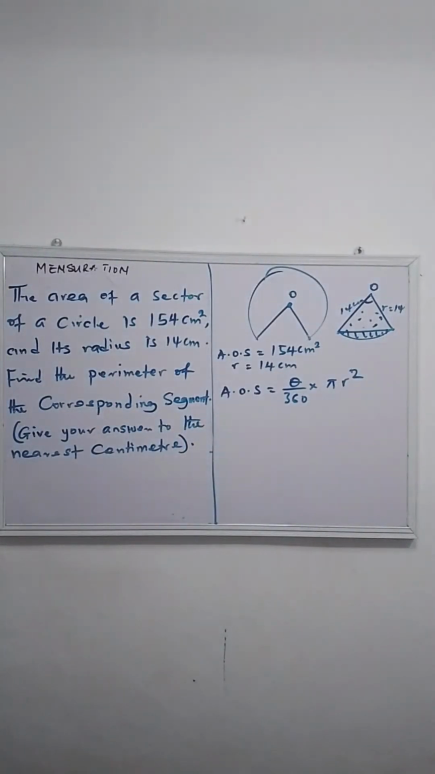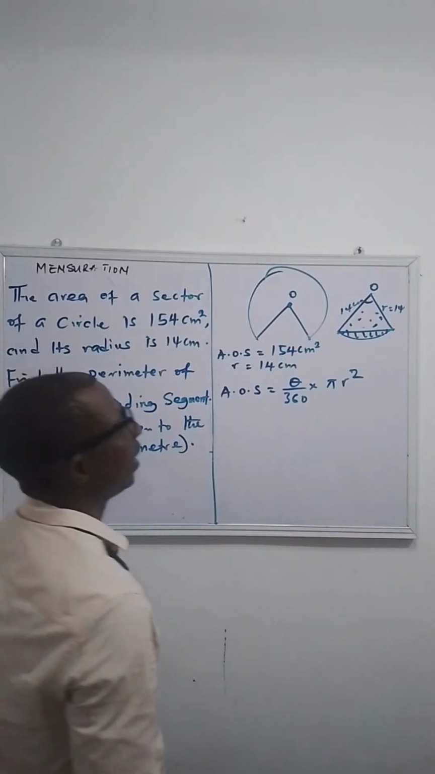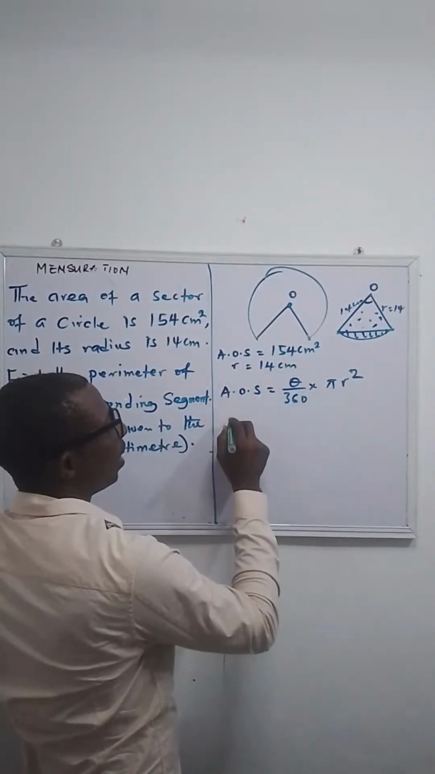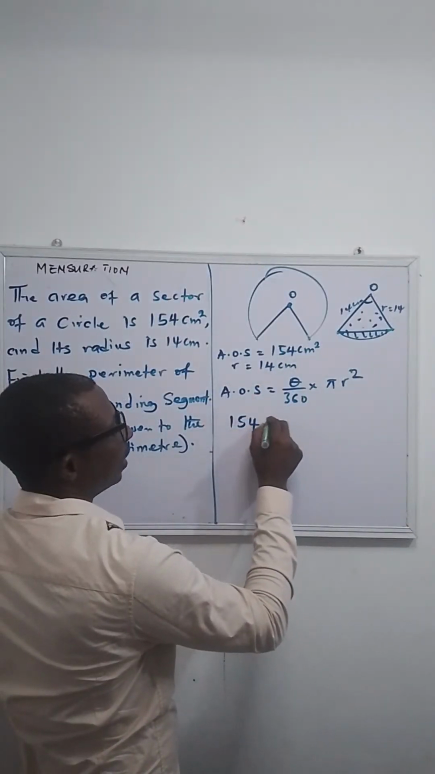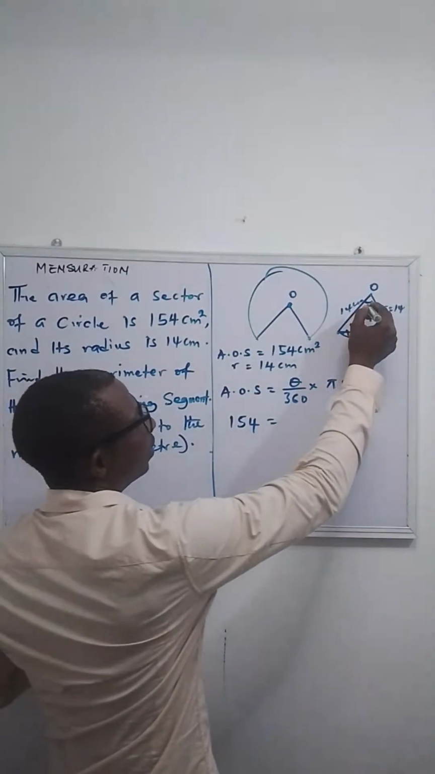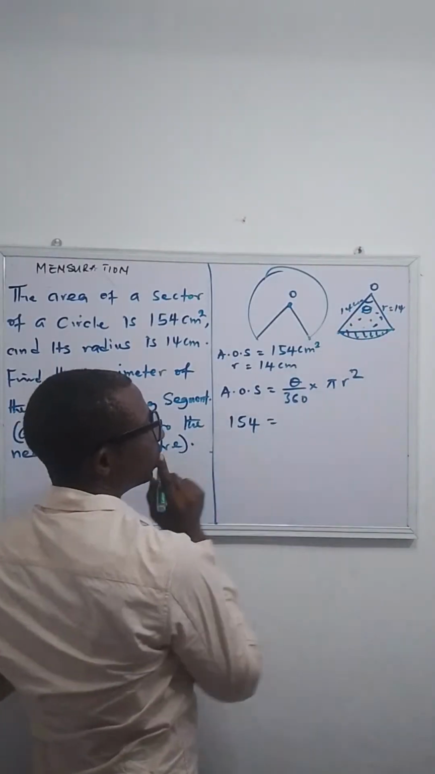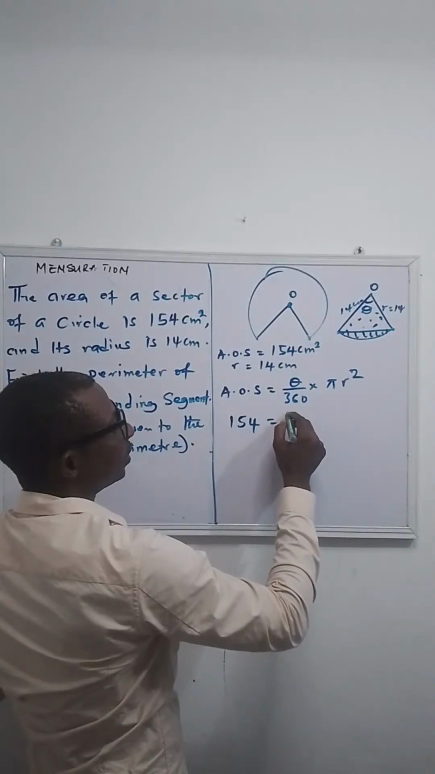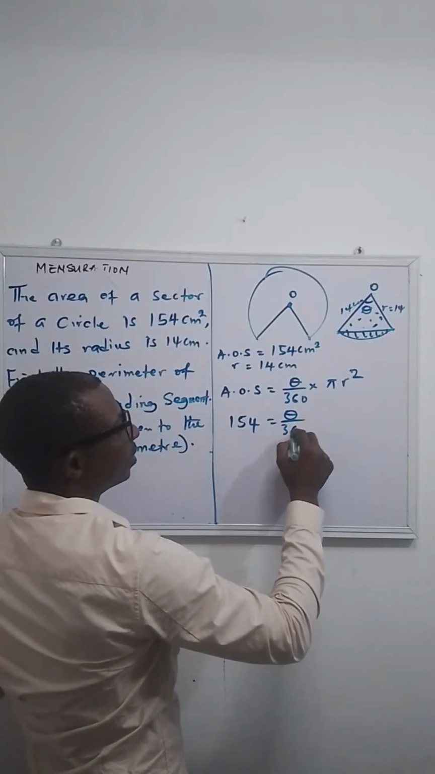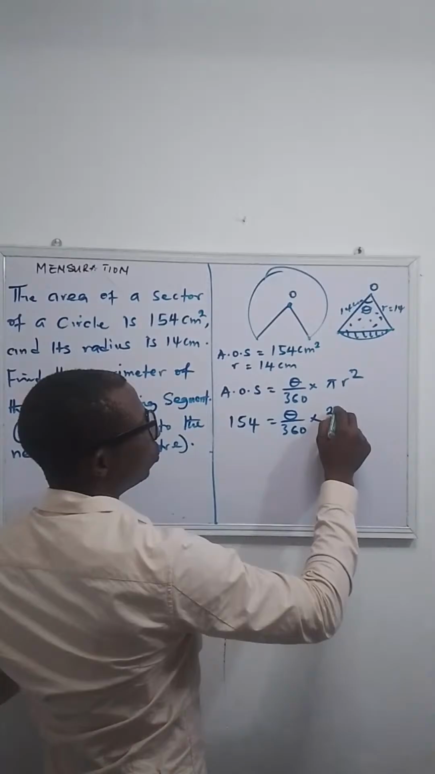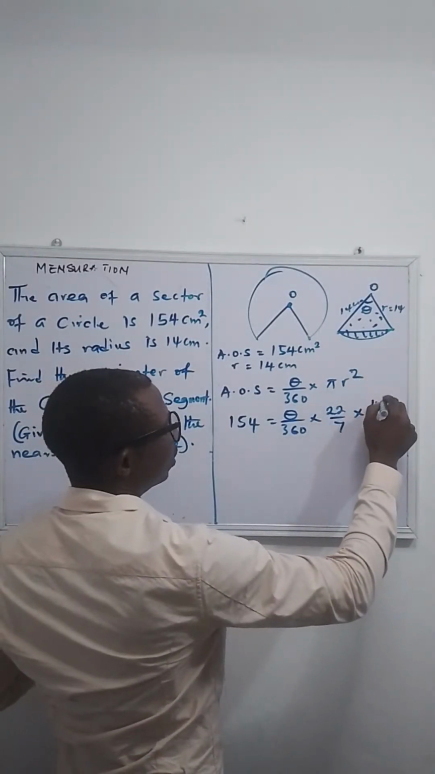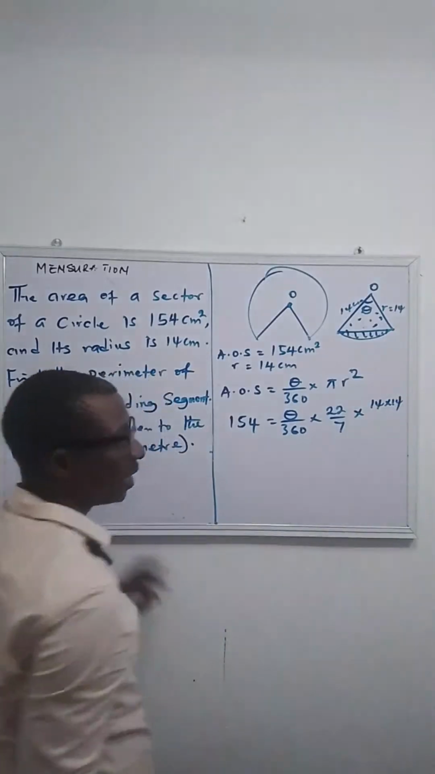Can you see the difference? Okay, good. So this time around we have the area of a sector given to be 154. That is given in the question. We need to get theta, and that will help us get the perimeter here. So we have theta over 360 times 22 over 7 times r, r is 14, times 14. Can you see that now?